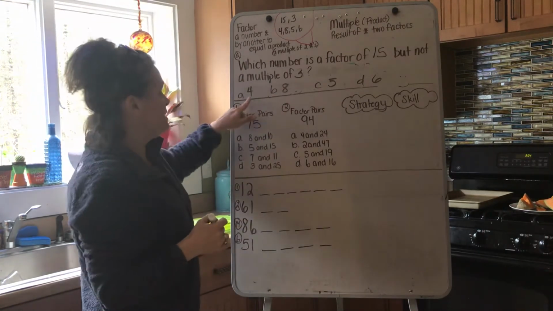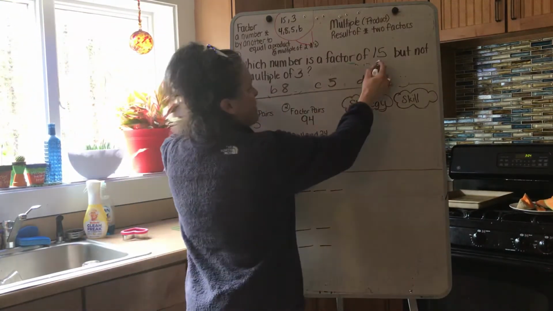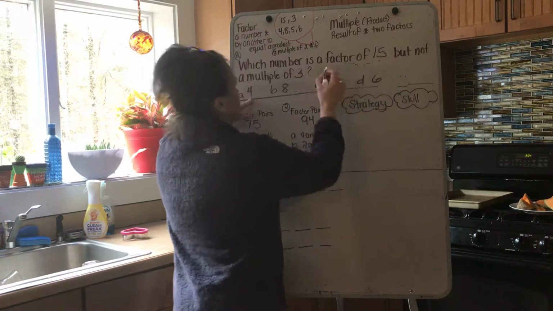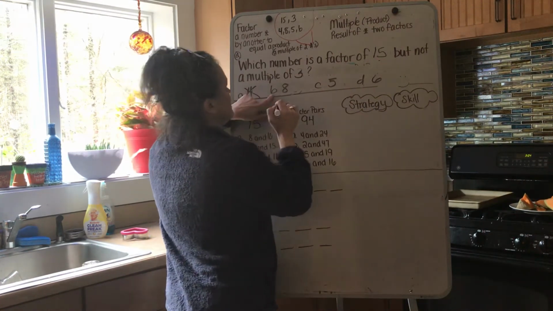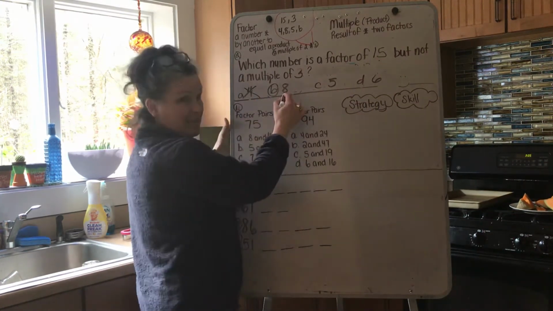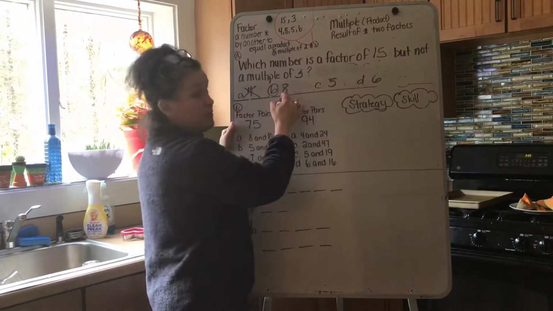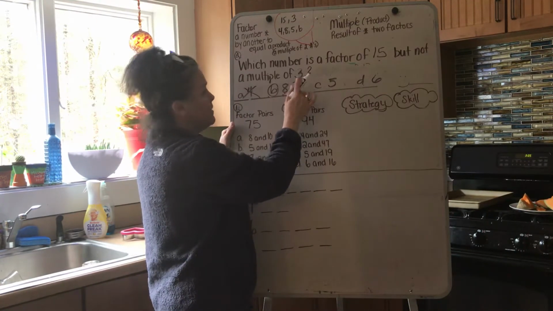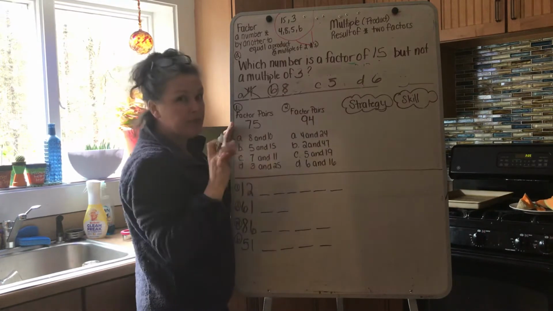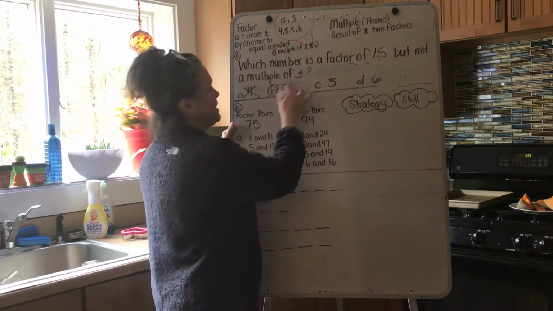So again, I'm going to take each number. 4. Is 4 a factor of 15? No. So we can cancel that out. Is 8 a factor of 15? No. Now, some of you might say yes because you're thinking 8 plus 7, but it's not addition. It has to be multiplication for factors. So we can cancel that one out.